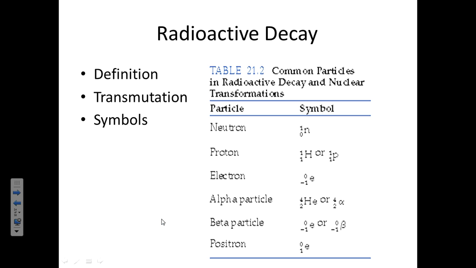Notice that 0, -1 can also be a beta particle, or it could be written as 0, -1 beta, because a beta particle is essentially an electron that's getting shot out of the nucleus really fast.